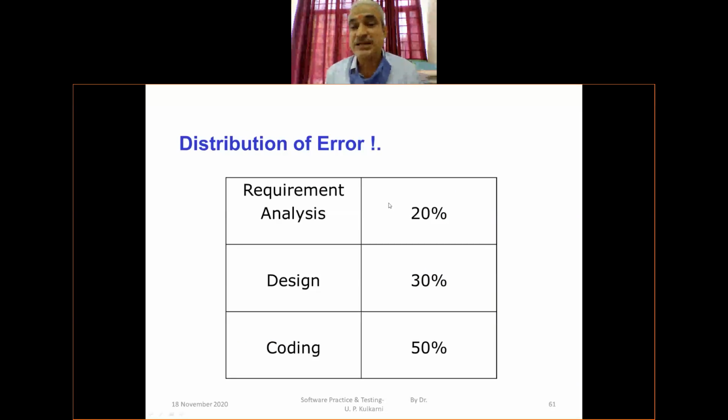Right. Distribution of error, you know about that. When you look at the error, that's why testing comes. In requirement, 20% error occurs, in design 30%, in coding 50%. So accordingly, testing also goes into requirement, design and coding. How do you test the requirements? Govind, how do you test the requirements?